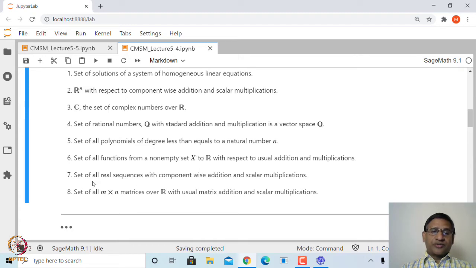You can talk about the set of real sequences with component-wise addition and scalar multiplication. In fact, this is a particular case of the sixth one, because if I take X to be the natural numbers, then the set of all functions from the natural numbers to R is the set of all sequences. So this is also a vector space over R.